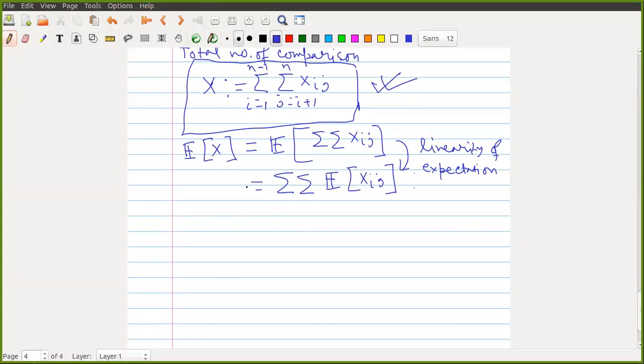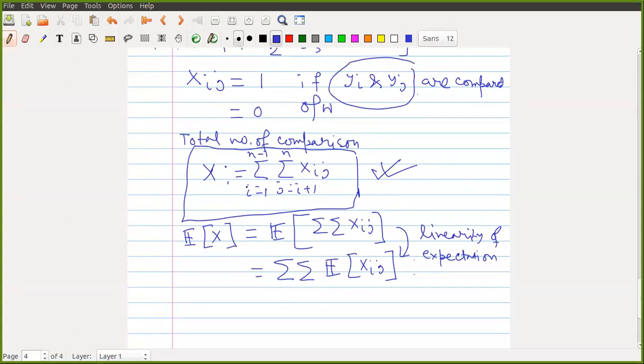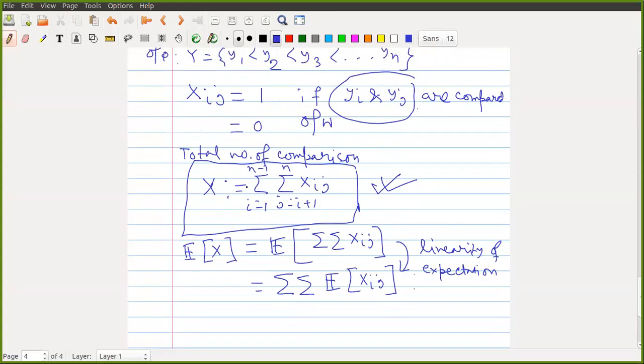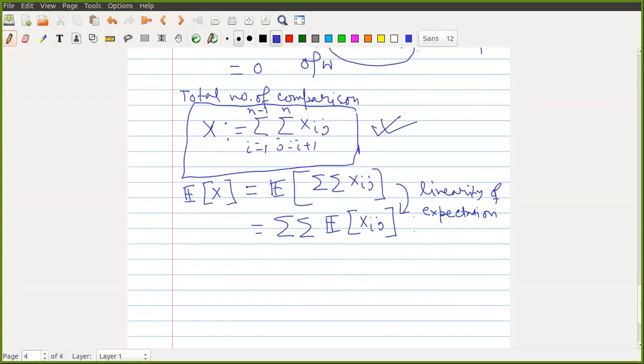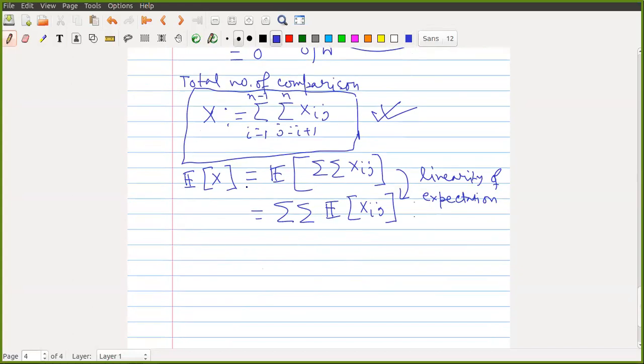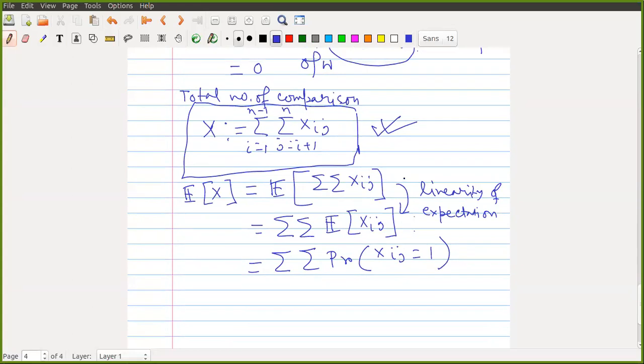Now note X_ij is a 0-1 random variable. The expectation of a 0-1 random variable is nothing but the probability of that random variable being equal to 1. So we can write it as the probability that X_ij equals 1. This part is okay, because X_ij is an indicator variable and can take only values 0 and 1.